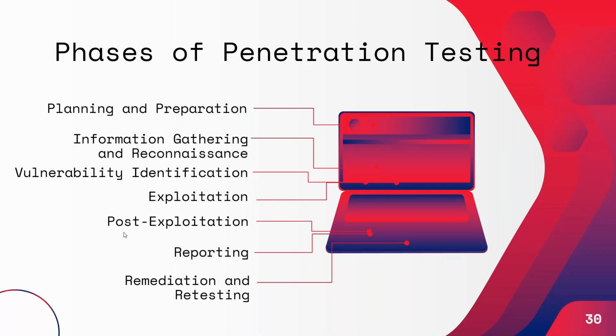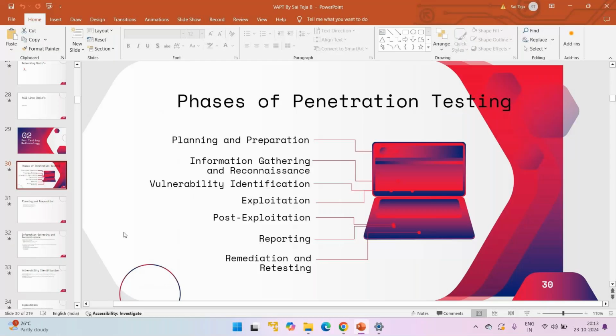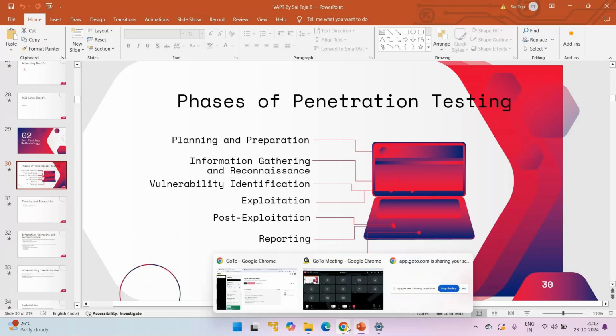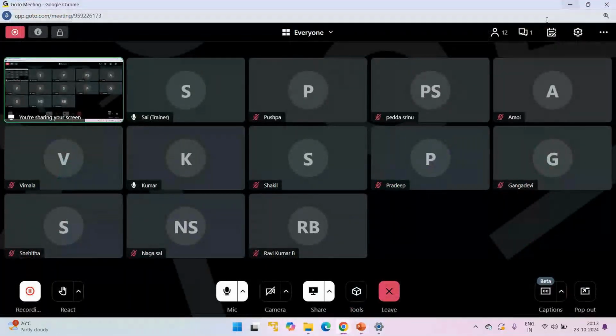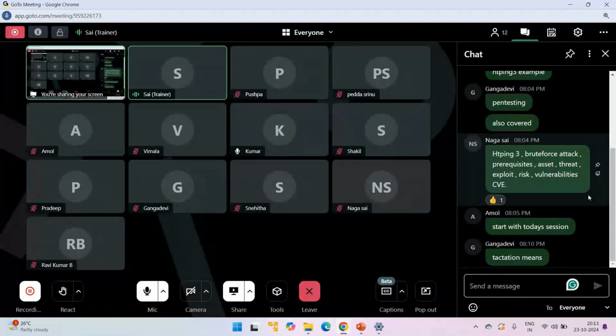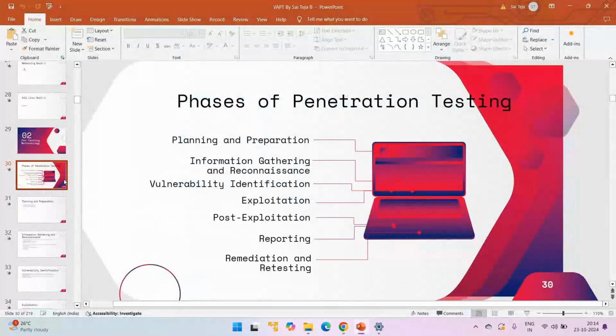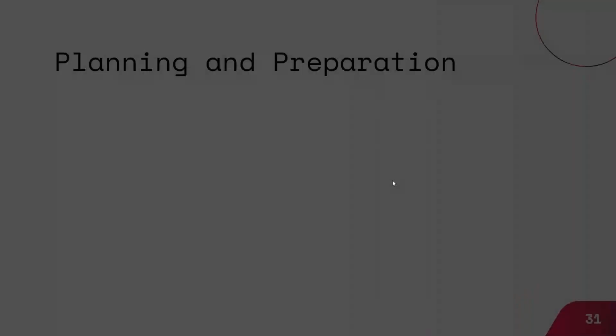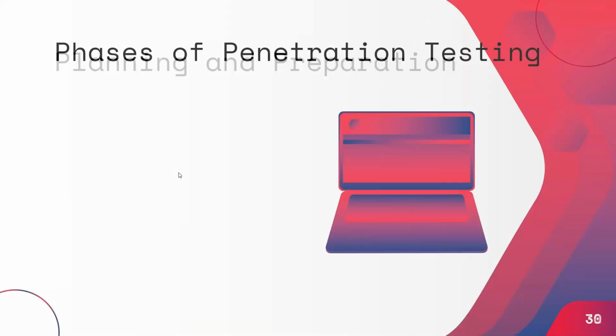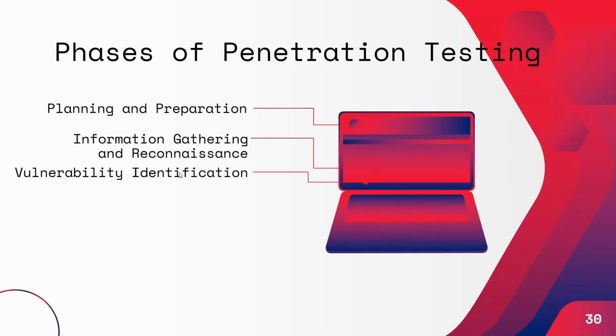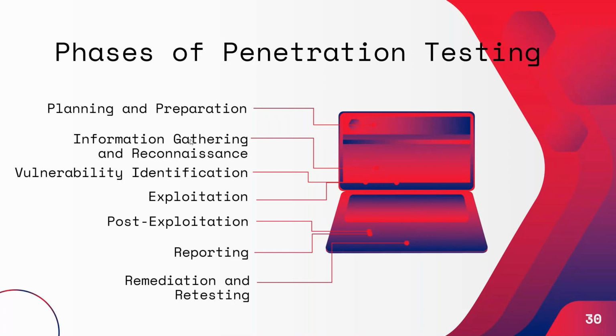Maybe you can quickly perform a retesting to see if those vulnerabilities still exist or not, right? So this is the high level part, I can say. Clear? So we'll discuss each and every phase in a detailed way, starting from planning and preparation to doing the reporting and remediation retesting.